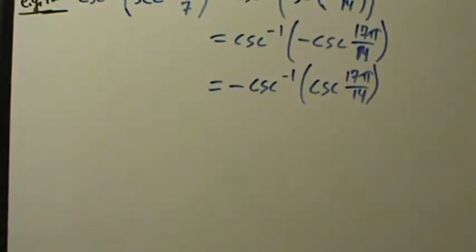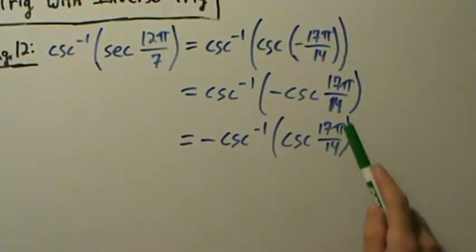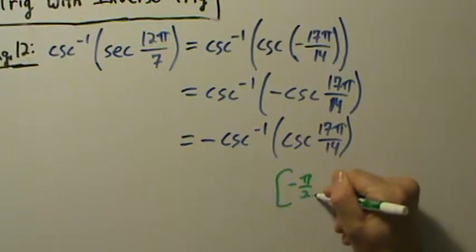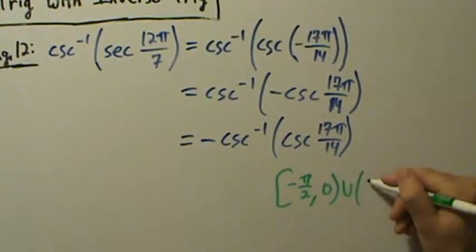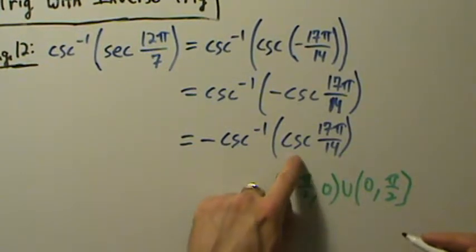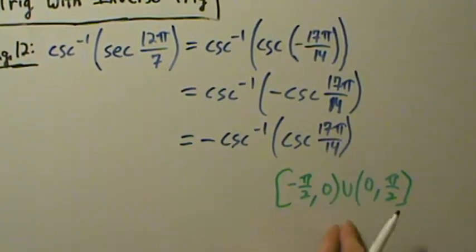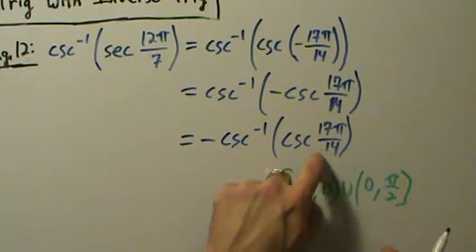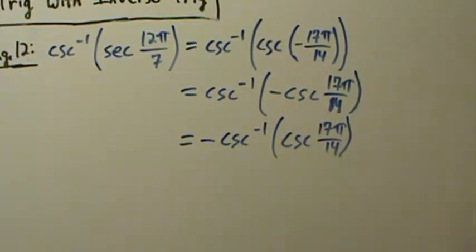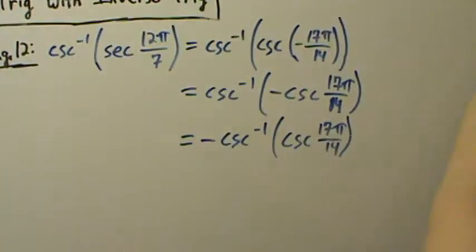Okay, so now we should technically go through that process again, but 17 pi over 14 is also outside of that special union of intervals here. So remember, if we want to cancel inverse cosecant and cosecant, this number here has to be inside of this union of intervals, but this number is not. It's way outside. Okay. So no, we cannot cancel, so we have to do reference angles, just like we already knew.